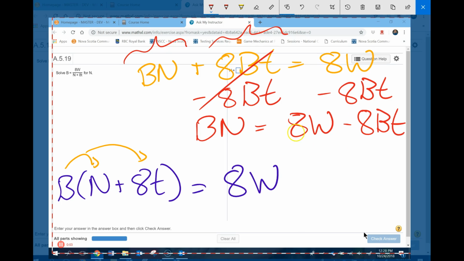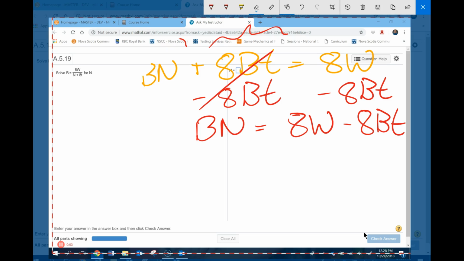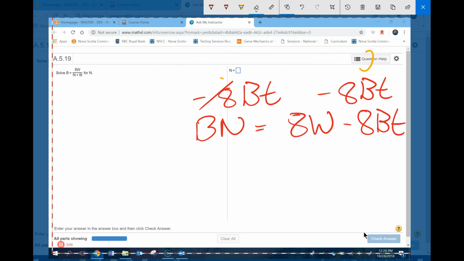Now again, you might be tempted to go after these 8s. 8 take away 8 is going to be 0, but let's hold off on that because these are entirely different terms, right? We have different variables, so we can't very well do all that yet. I'm just going to make some more room. Hopefully that's okay.